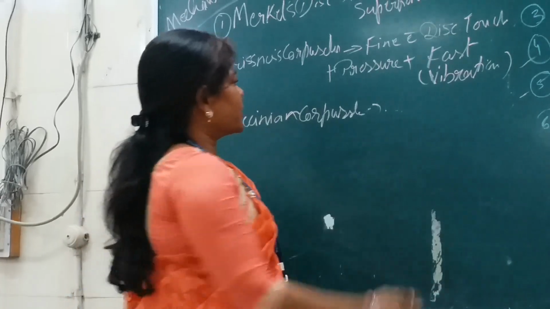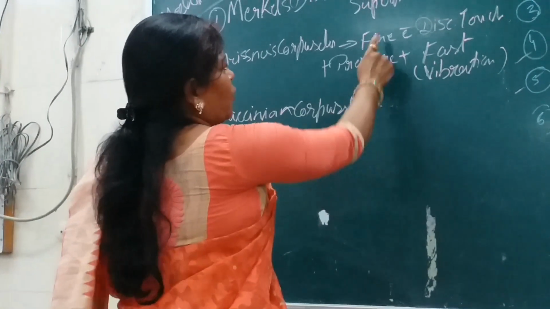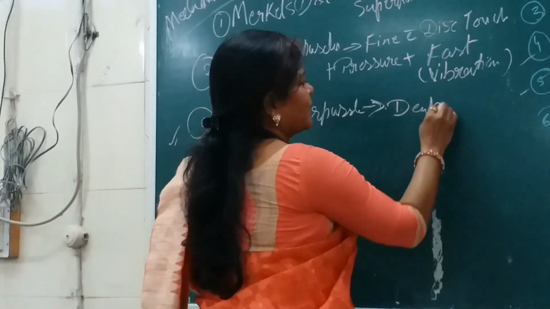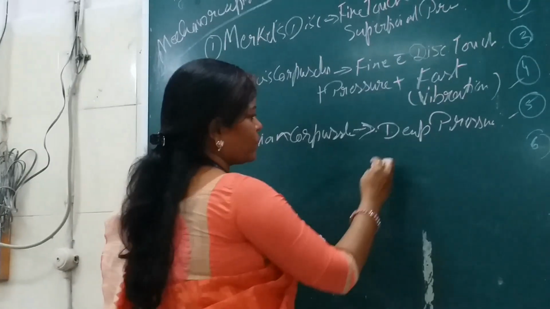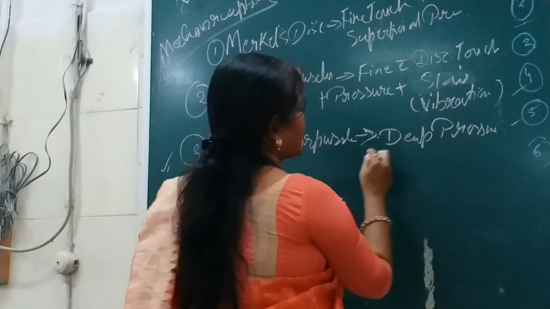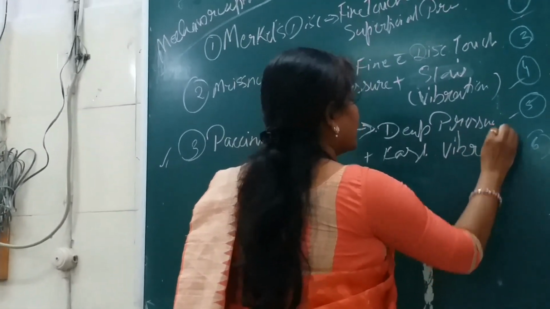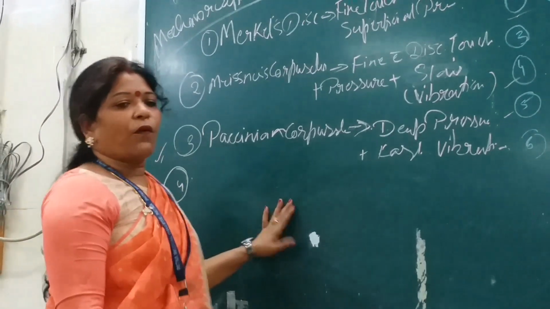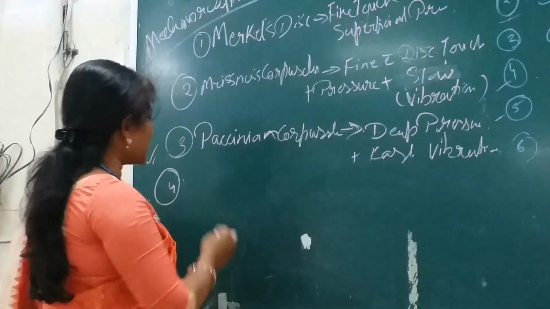It will receive which type of sensation? This Pacinian corpuscles. Tell me. Deep pressure, and here it is the slow vibration, and here it is the fast vibration. Then comes what? For the stretch and the pressure, some more receptors are present.